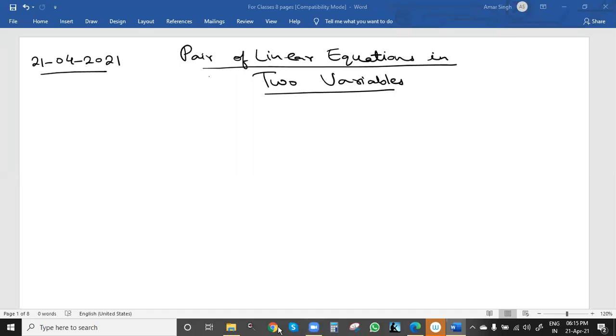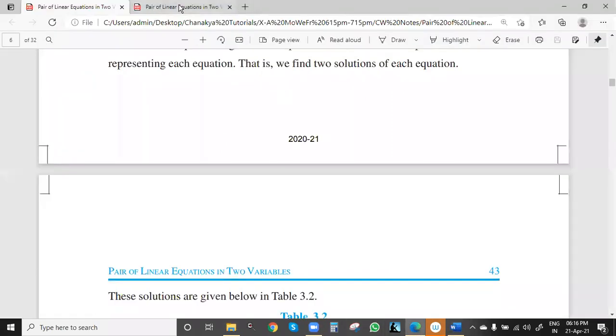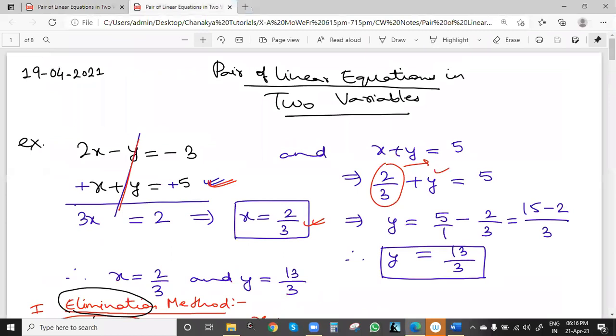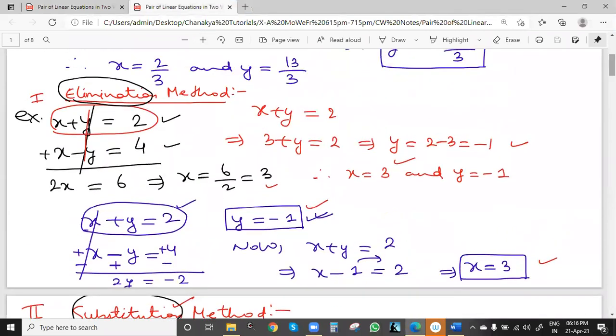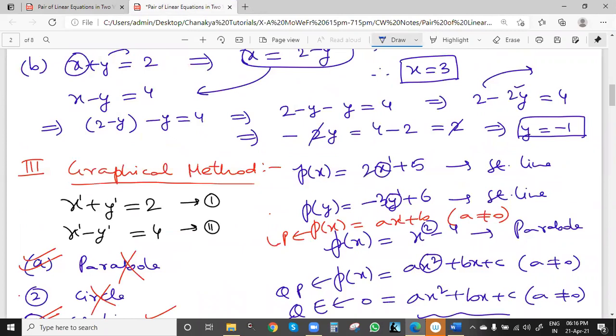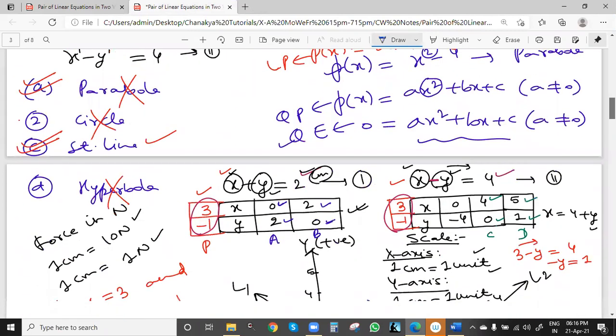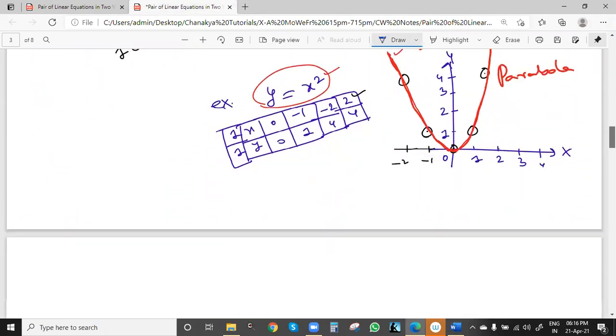Already it's visible. See, in the last session we saw that the last topic was solving equations by different methods. First one was the elimination method. Then we had the substitution method. Third we have the graphical method of solving a pair of linear equations. The graph where the two lines intersect will be the solution point.